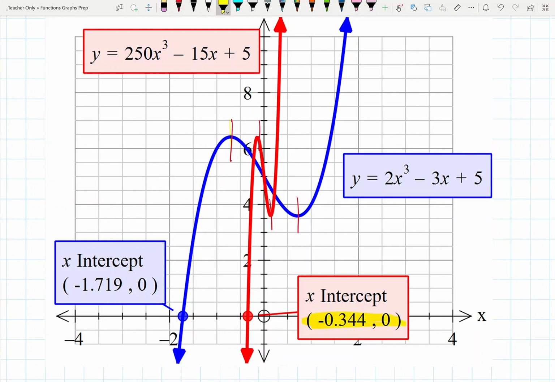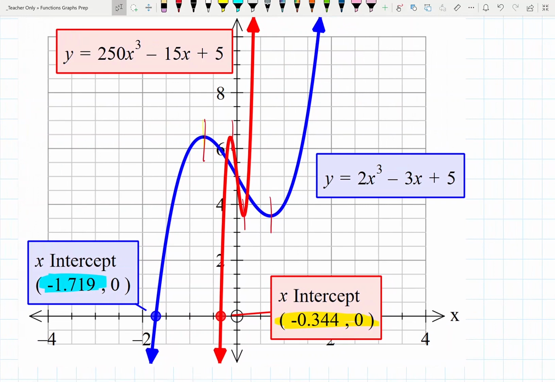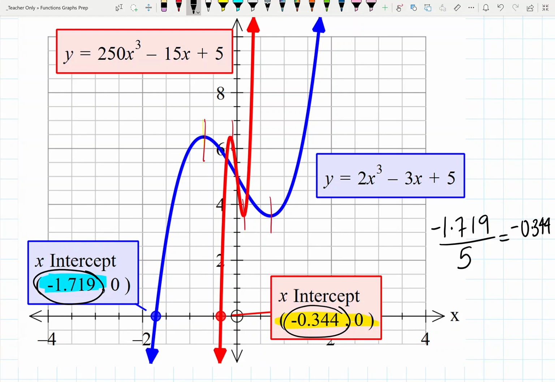So the first intercept is negative 0.344 and the second intercept is negative 1.79. If this is in fact a dilation of a factor of 1/5, then negative 0.344 should be 1/5 of negative 1.79. And if you do negative 1.719 divided by 5, you will find in fact that it is negative 0.344. And so you can confirm that even though the numbers seem unlikely, that it is in fact the correct dilation.